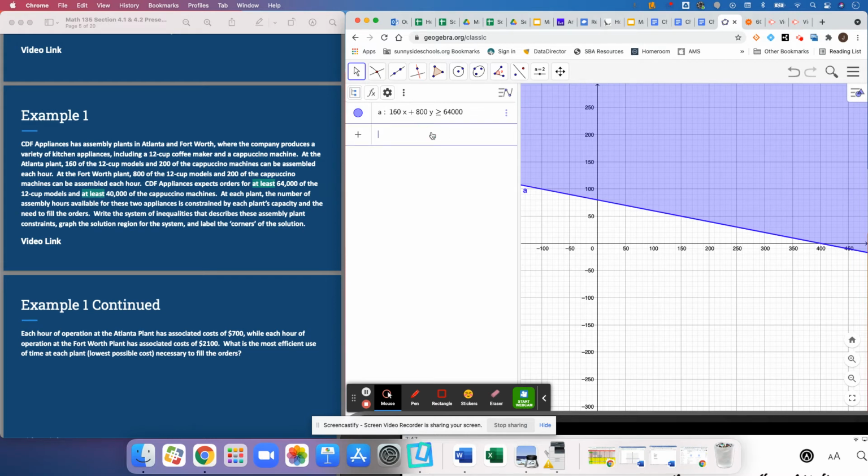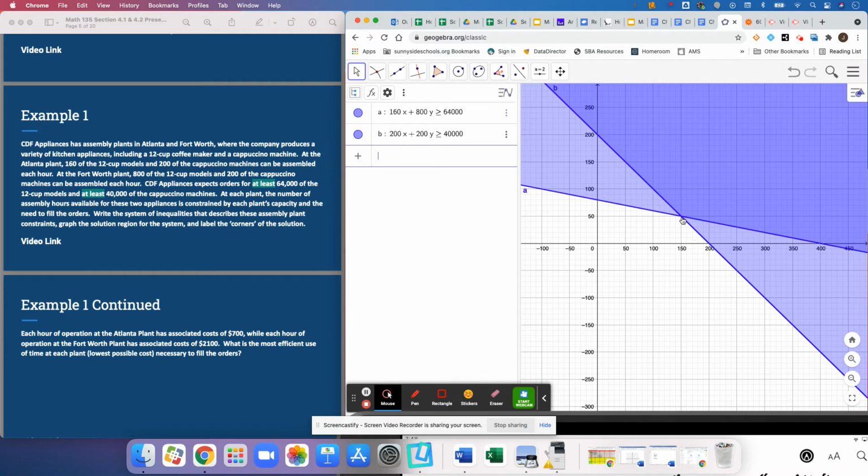My next graph is 200x plus 200y is greater than or equal to 40,000. And so you can see my inequality here. I've got my darkest region up here. Again, I'm only looking in quadrant 1, and I'm considering the y-axis and the x-axis to be boundaries here. So I see a corner right there, I see a corner right there, and I see a corner right there. Those three corners represent the possible options for this company to produce these 12-cup models and cappuccino machines.